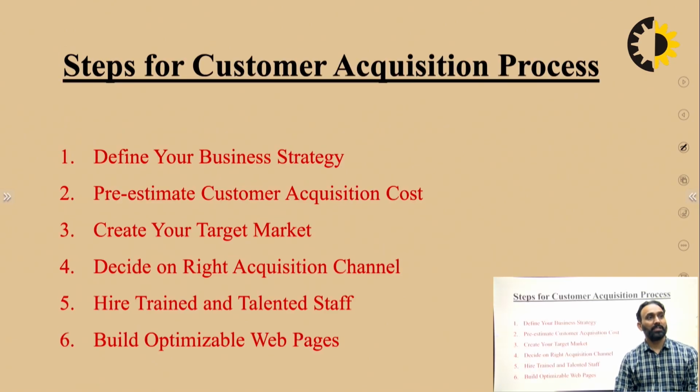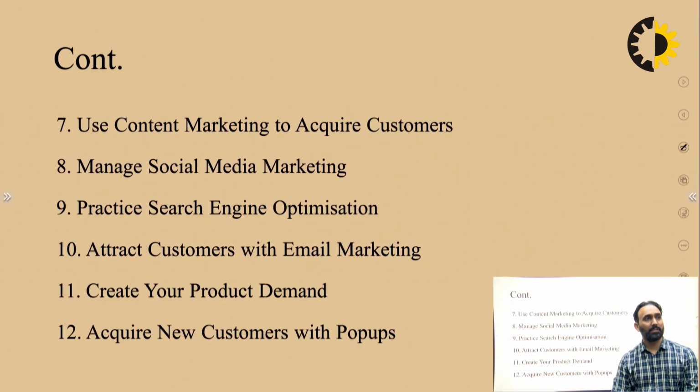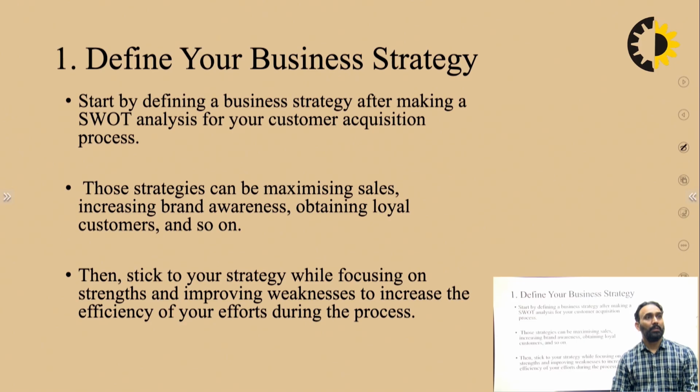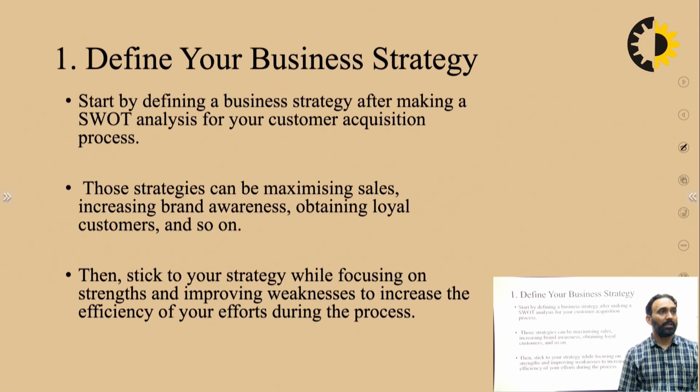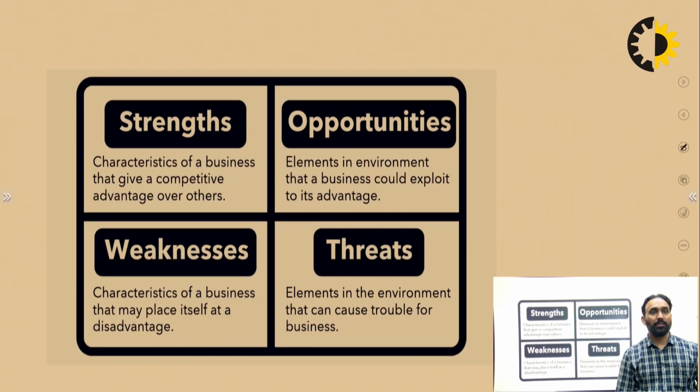So in today's lecture, I will try to cover a maximum of 6 points. After that, we will discuss 7 to 12 in the next video. So let's start. Define your business strategy. To define a business strategy, we need to define it using SWOT. What is SWOT? That is strength, opportunity, weakness and threat.